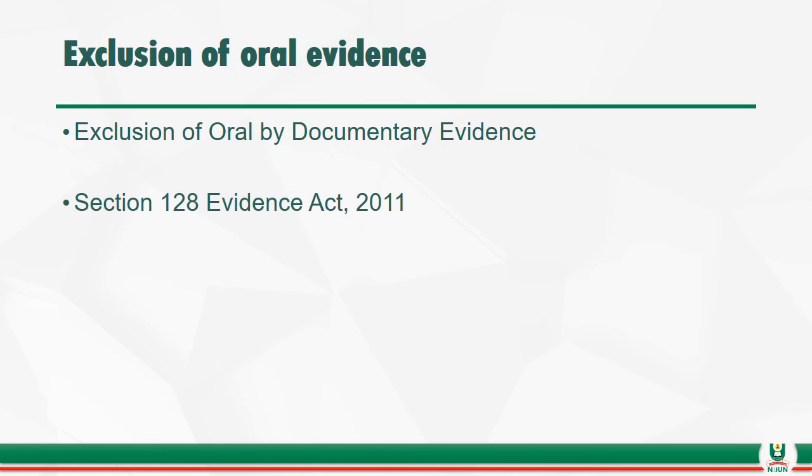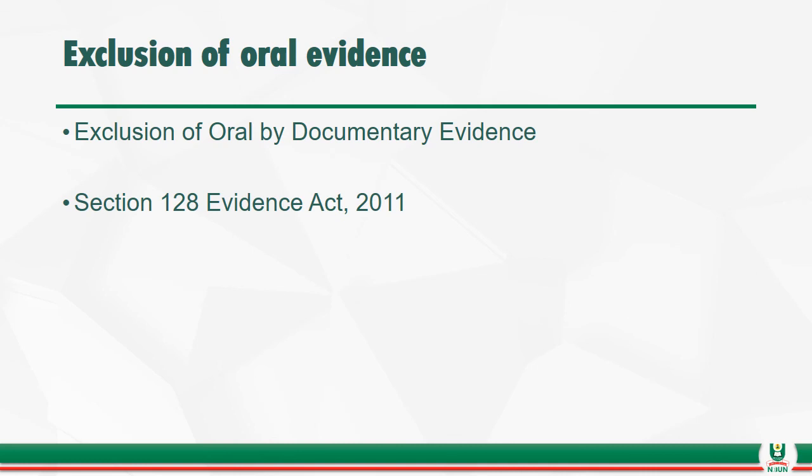Section 128 provides that when a judgment of a court or any other judicial or official proceeding, contract or any grant or other disposition of property has been reduced to the form of a document or series of documents, no evidence may be given of such judgment or proceeding or the terms of such contract, grant or disposition of property except the document itself or secondary evidence of its contents in cases in which secondary evidence is admissible under this Act. Nor may the contents of any such document be contradicted, altered, added to, or varied by oral evidence.